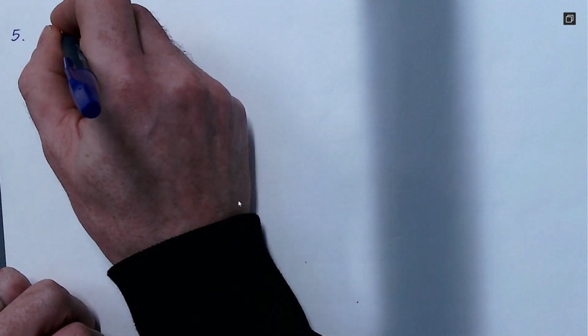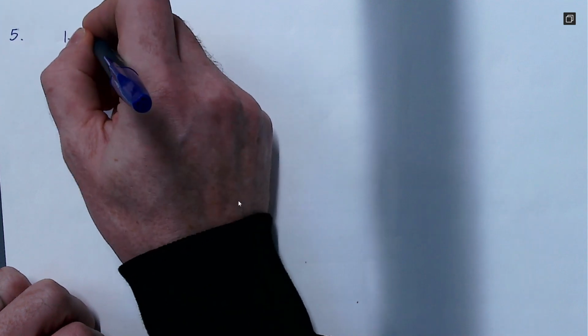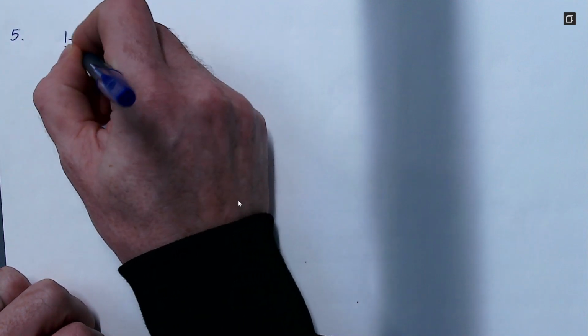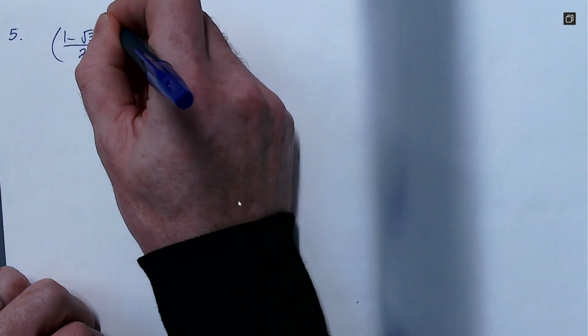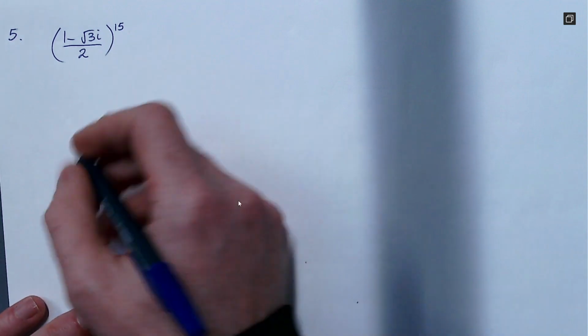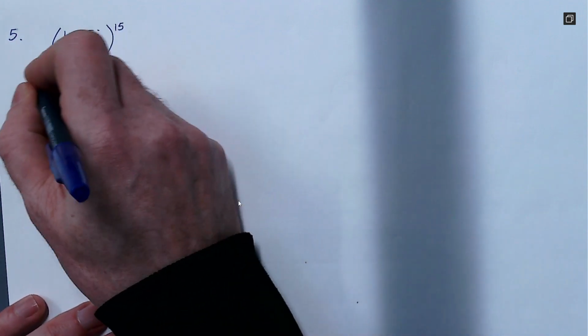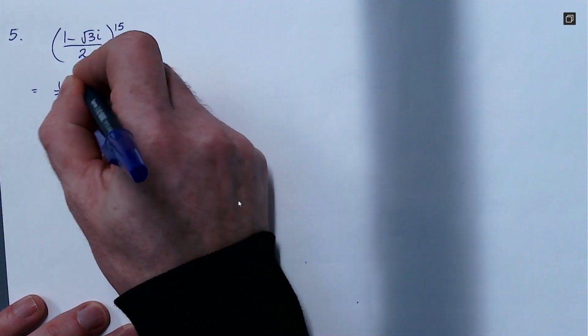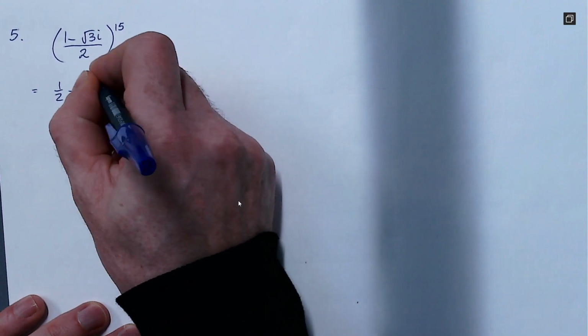Okay, now find (1 minus square root of 3i) to the power of 15, in the form x plus yi. So here we need to convert it to polar form. Okay, so we have the complex number, minus square root 3 times i.